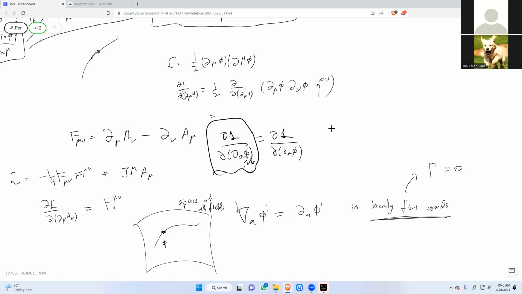I see. So is it right to say that the covariant derivative is coordinate independent, but when we choose a particular coordinate system, we're choosing to work in that coordinate system? Yeah, that's pretty much it.